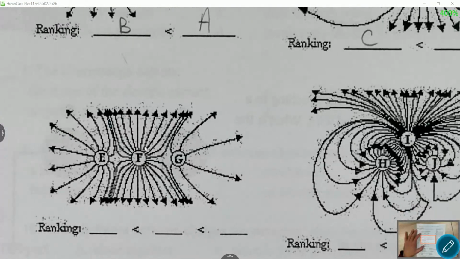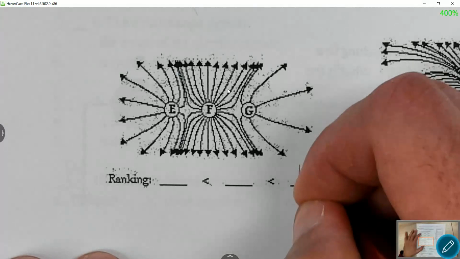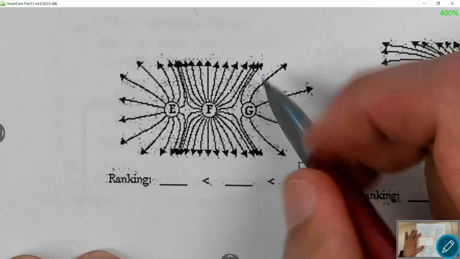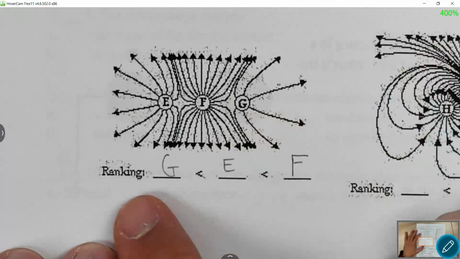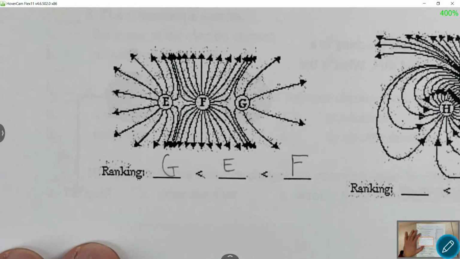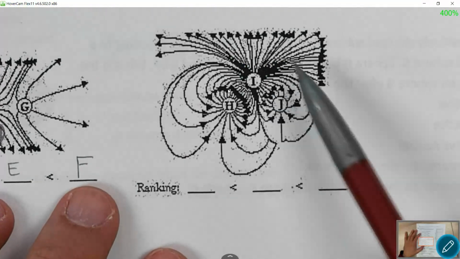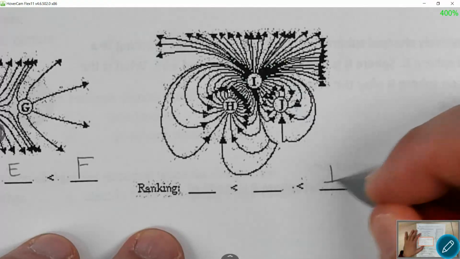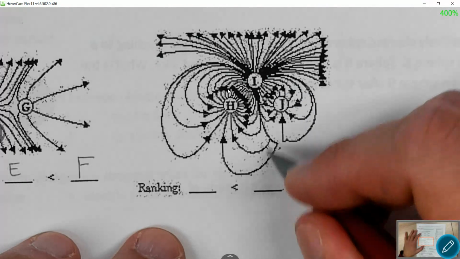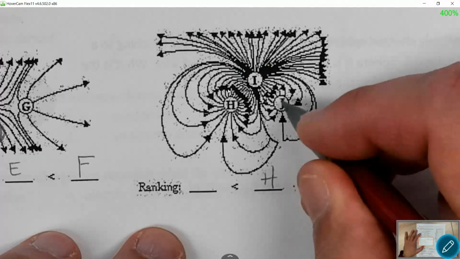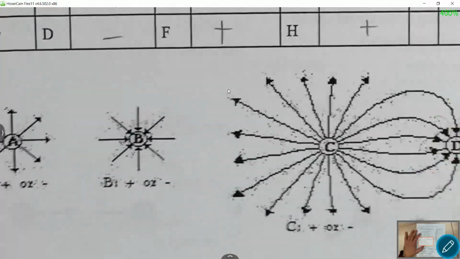All right, in this one, who has the most lines? F, the second is E, and the third is G. Yeah, G is the weakest. Who's the strongest one out of these? Who's the next? E. H is the middle, and J would be the weakest. Okay, got it.